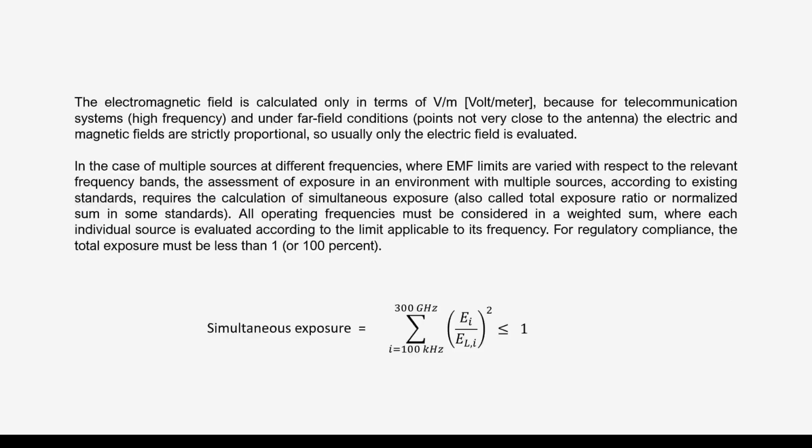Just to be clear, the electromagnetic field, as you know, in high frequency, is calculated only in terms of electrical field as volts over meters. As well as the electric field, it also calculates the exposition. The normalized sum, as it is sometimes called, as in the formula shown here, so the simultaneous exposition, which is significant when there are different frequencies.